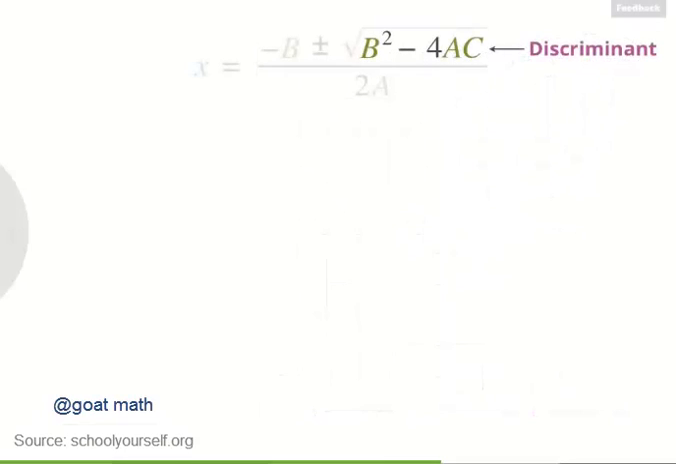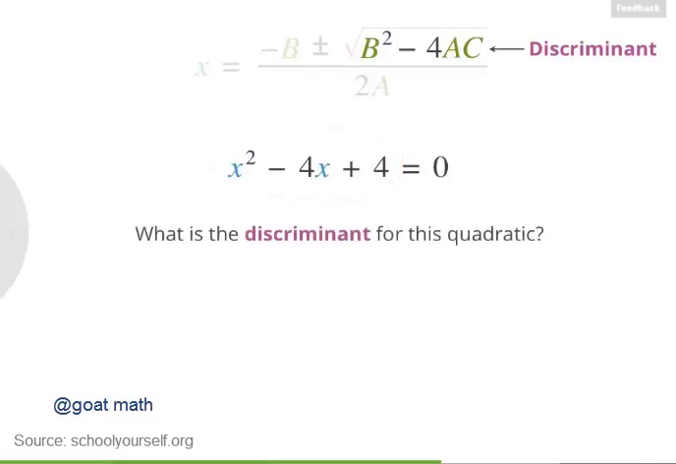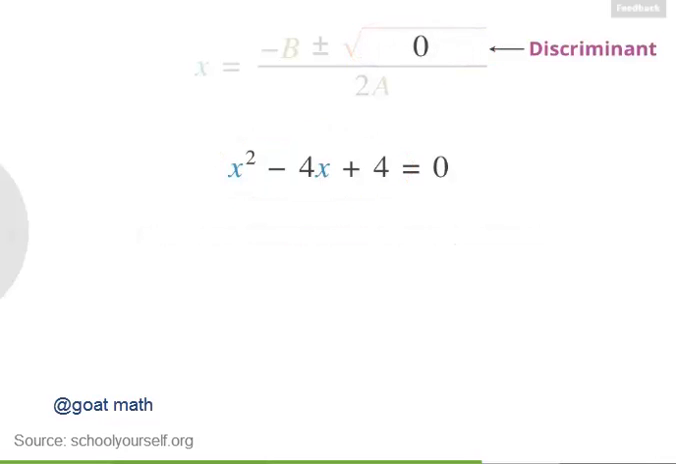Okay, so remember that the discriminant is b squared minus 4ac, and we were just looking at the quadratic x squared minus 4x plus 4. So, what's the discriminant for this quadratic? Exactly right. For this quadratic, b squared minus 4ac equals 0, and the square root of 0 is just 0.